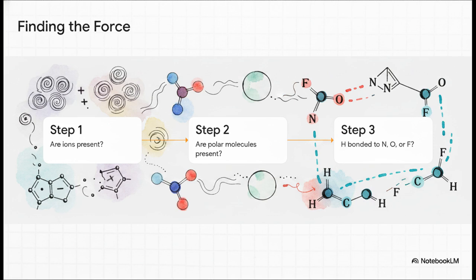Step 1, are ions present? If not, we move to step 2, are polar molecules present? If the molecule is totally symmetrical and nonpolar, you know right away it only relies on those weak, accidental London dispersion forces. But if it is polar, you move to step 3. Are there hydrogen atoms directly bonded to nitrogen, oxygen, or fluorine? If yes, boom, you've identified a supermagnet, hydrogen bonding. If no, it's a standard permanent magnet, a dipole-dipole force. By following this pretty simple logic, you can predict exactly how a chemical will behave in the real world.